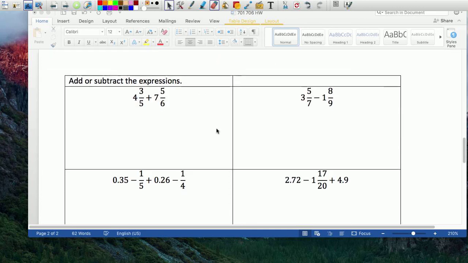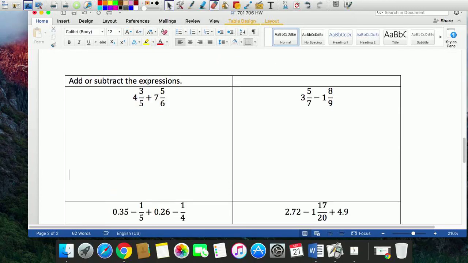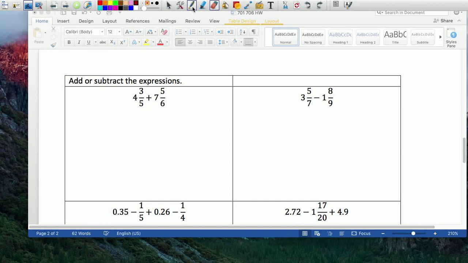Okay. So let's add and subtract some of these. Over here you have a choice of whether you want to change everything to a common denominator and then add. You can, or you can just add the whole numbers and then do the fractions separately, and then combine the answers at the end. So let's just make life easier and change this. 4 times 5 is 20, plus 3, so it's 23 over 5. Plus 6 times 7 is 42, plus 5 is 47 over 6, right? So I changed them to improper fractions.